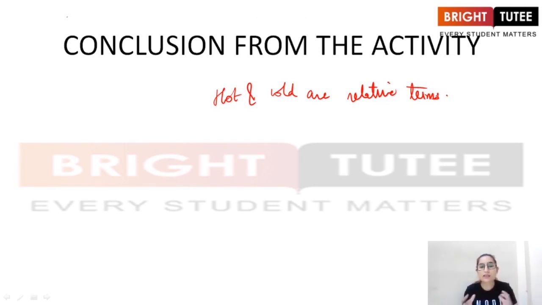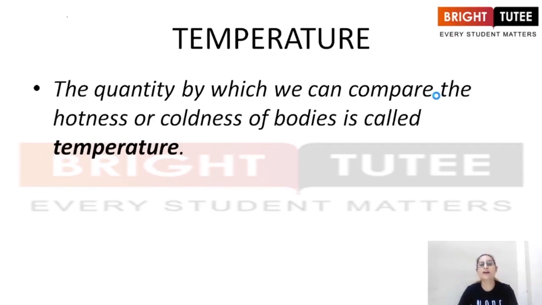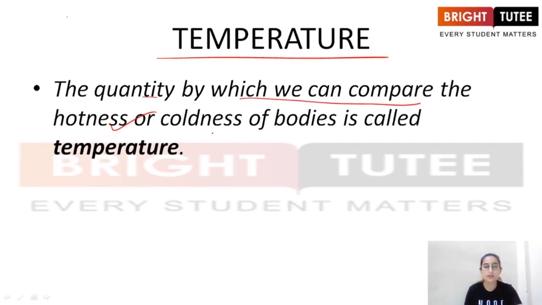So this tells us that hot and cold are relative terms. We compare things with these terms, right? That this thing is hotter than this, this thing is colder than this. These are relative terms, alright? We cannot fix these words to something, right? Now what is the factor that lets us measure this degree? That is temperature. The quantity by which we can compare the hotness or coldness of bodies is called temperature.